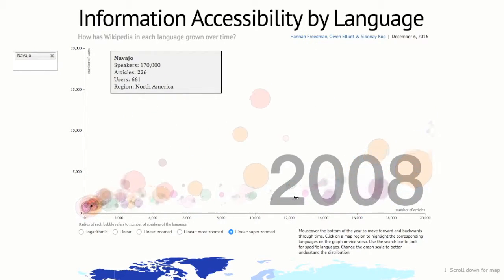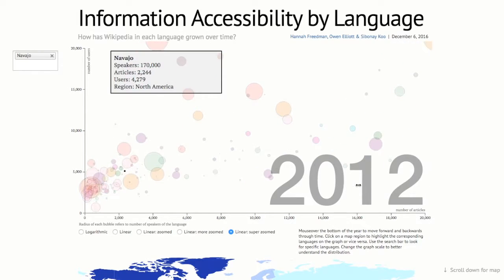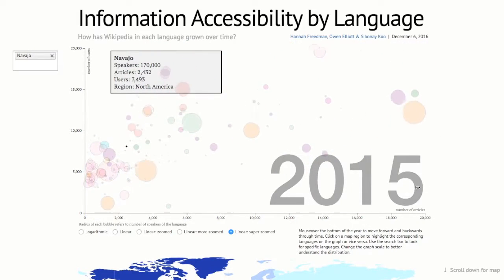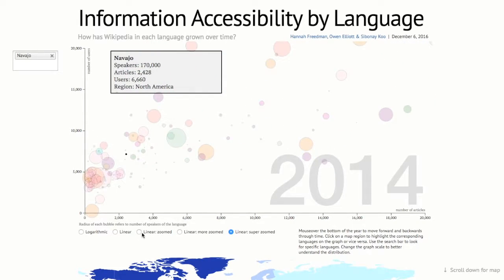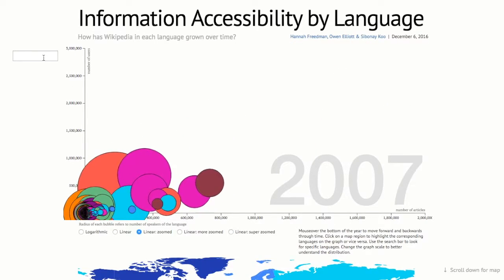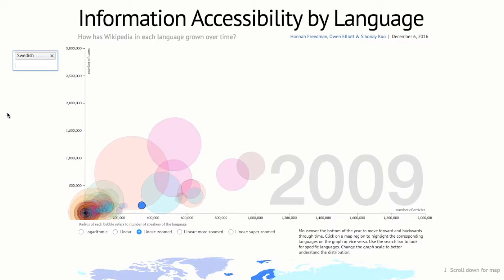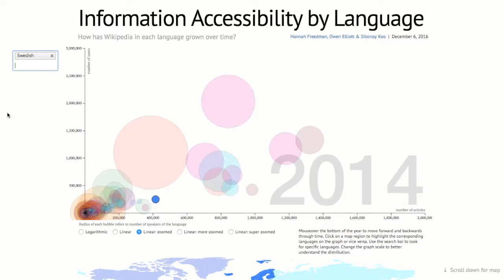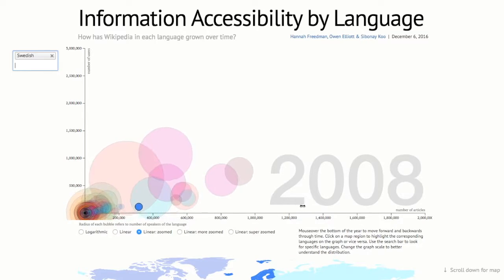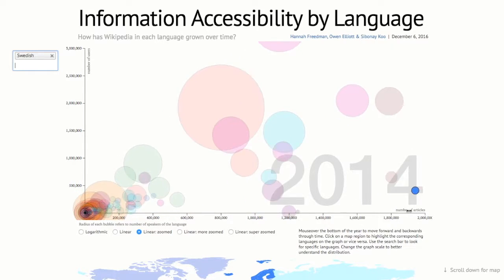Looking at our visualization, we found a few languages that behaved rather strangely. Take Swedish. We see it increasing in users and articles at a pretty linear rate until 2011, when the number of articles suddenly skyrockets. It turns out that in this year, a Swedish man created a bot that wrote hundreds of thousands of articles about plant taxonomy.